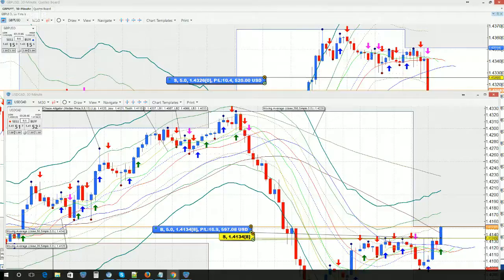We have two open trades on the board, which you might be able to see. We sold pound dollar at 143.26. That trade is ahead about 10 pips. We also, shortly after, bought US dollar Canadian dollar, so we sold Canadian dollar basically. We did that at 141.34, and it's ahead about 17 pips.